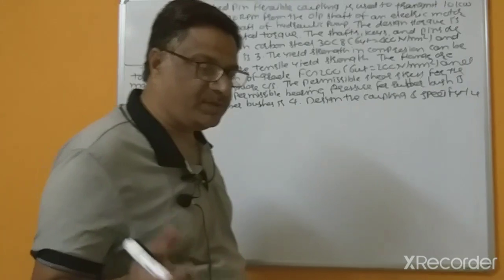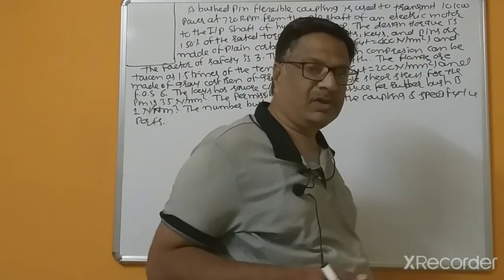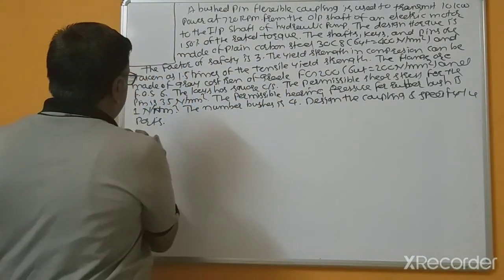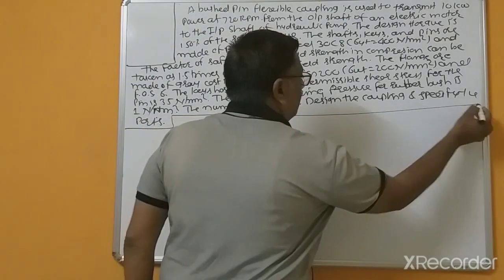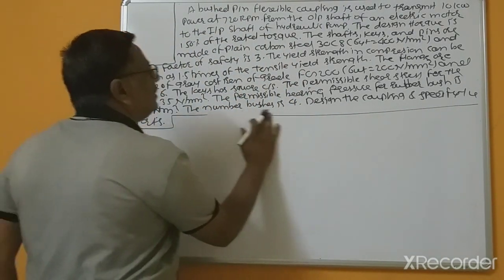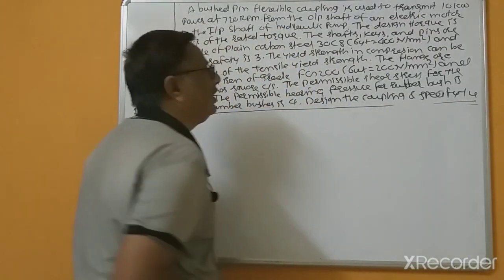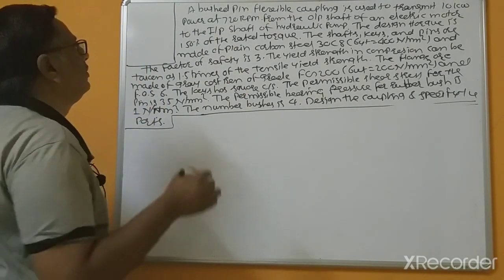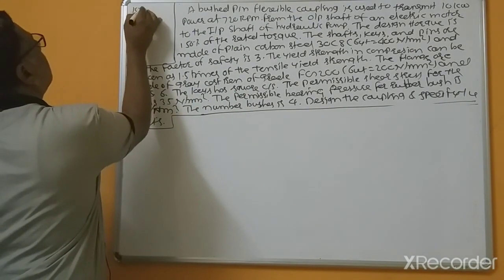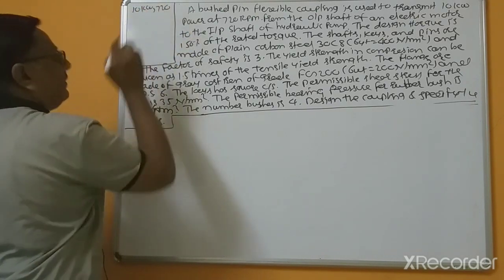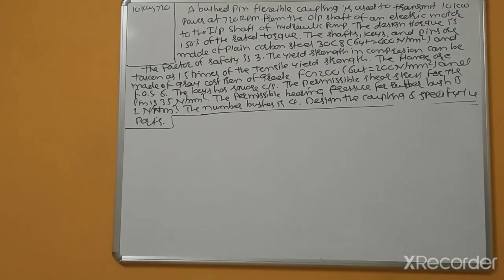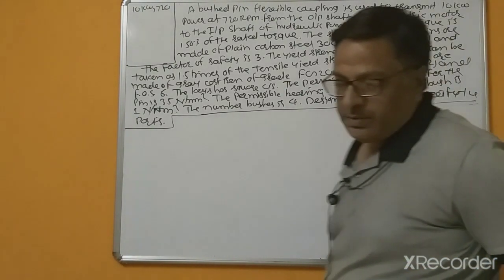Because we require more space, that's why I start the problems. After that we can erase this descriptive theory of the problems. First I extract the numerical data given, which is required to solve the problems. This is 10 kilowatt, 720 RPM.